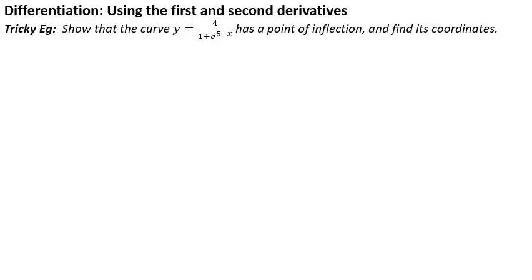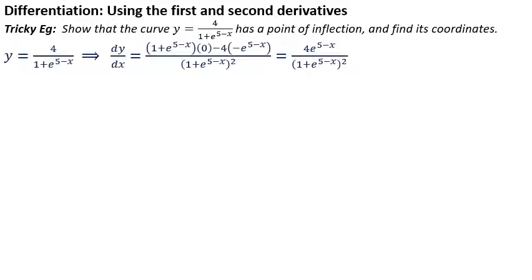The question asks us to show that it has a point of inflection, which means we need to prove that the point we find is a point of inflection, and we need to find its coordinates. Well, we're not going to get very far without differentiating. We're going to need to start by finding the first derivative so that we can then find the second derivative.